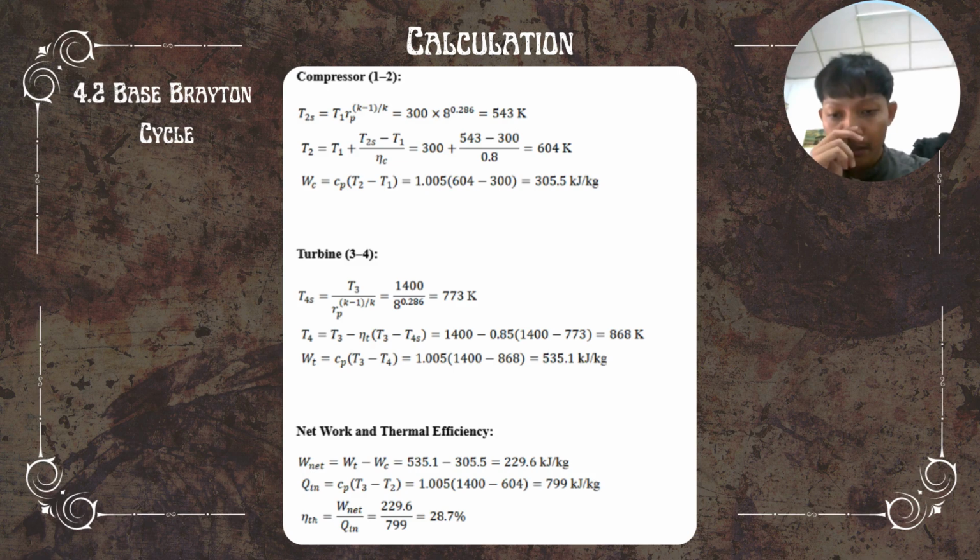Then, for the turbine process from state 3 to state 4, the turbine isentropic efficiency is used to calculate the actual turbine exit temperature. This allows us to determine the turbine work output. The net work output is then calculated by subtracting the compressor work from the turbine work. Finally, the thermal efficiency is determined as the ratio of net work output to heat added in the combustion chamber. For the base Brayton cycle, the results show a net work of 229.6 kJ per kilogram and a thermal efficiency of 28.7%, which is relatively low and motivates the need for performance improvement.